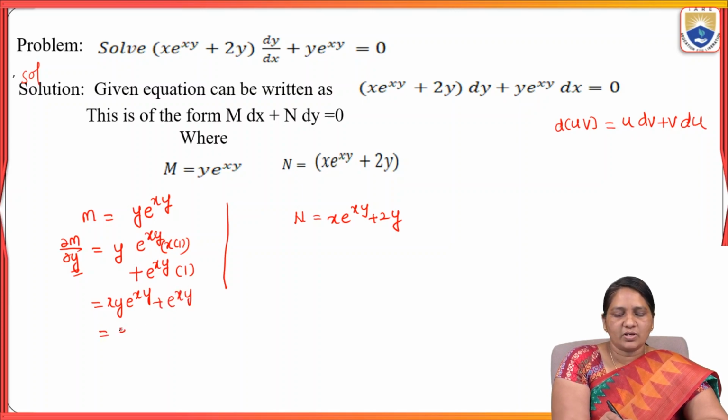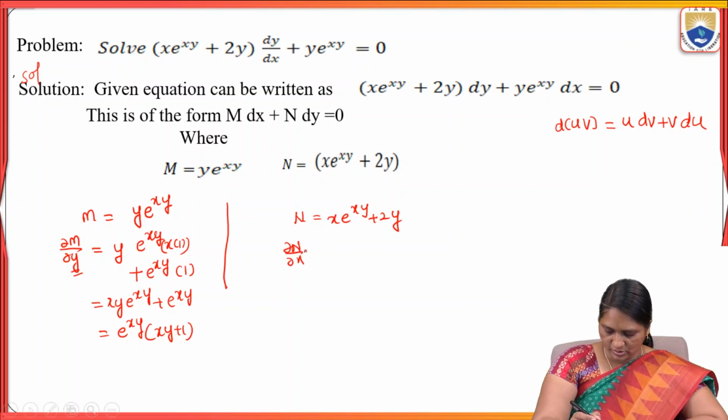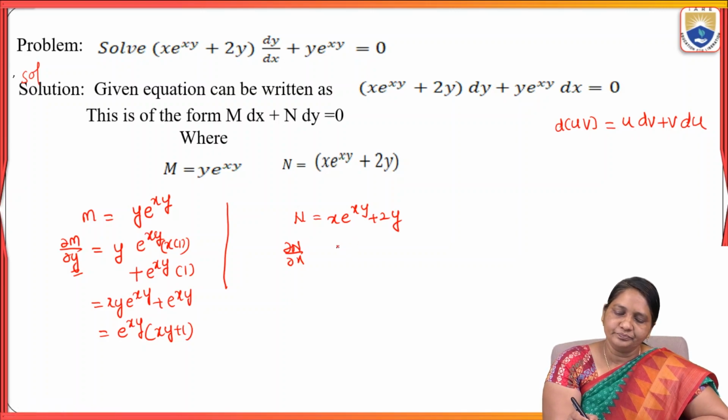So finally, taking e power xy common, we get xy plus 1. This is the value of dou m by dou y. Now I am going to find the dou n by dou x value. So what is the dou n by dou x value here?